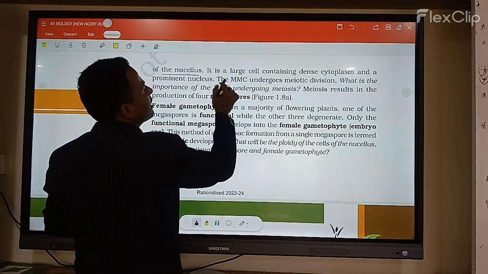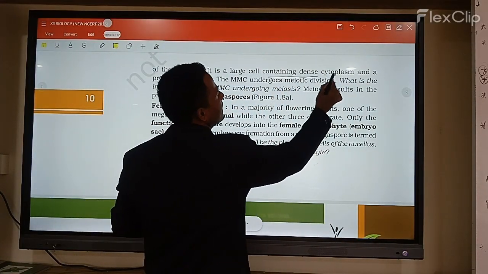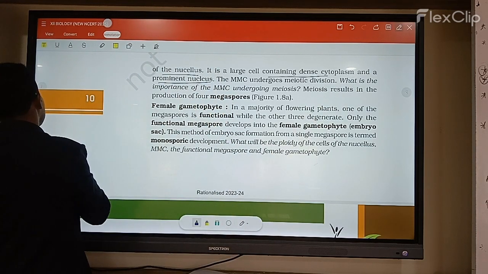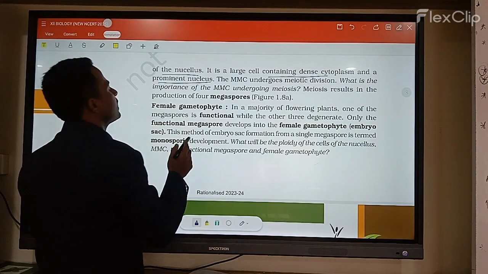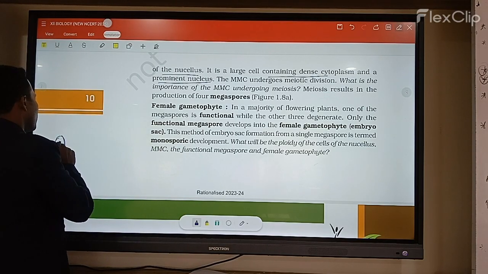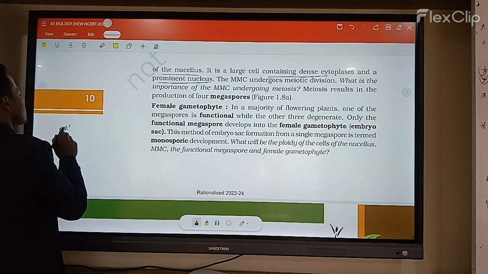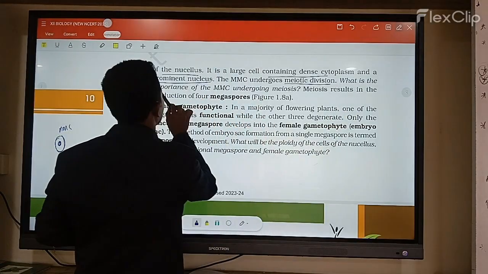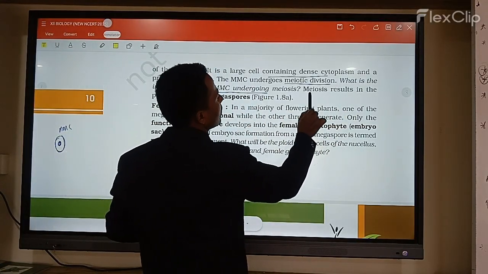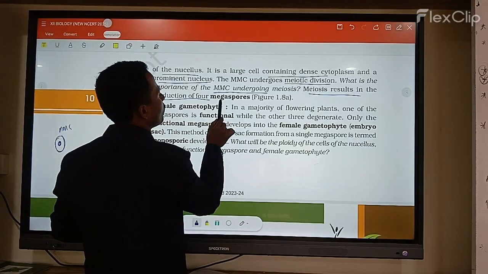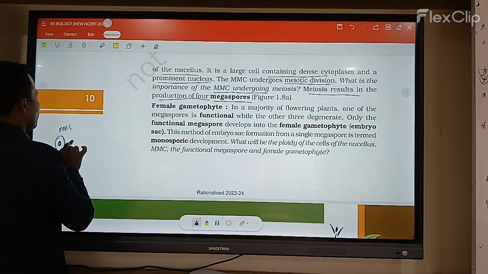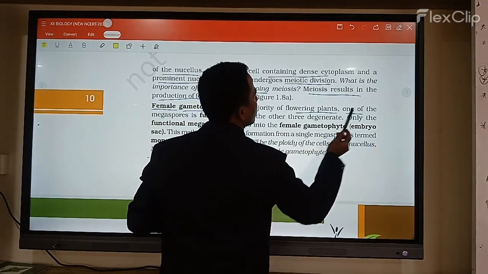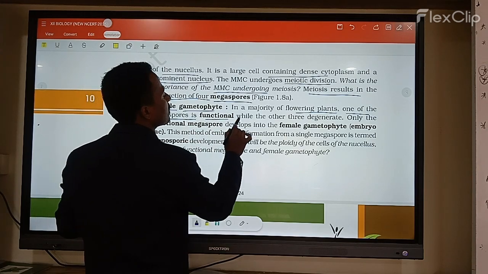In the nucellus, there is a large cell containing dense cytoplasm with a prominent nucleus. So inside is the prominent nucleus. This nucleus of the MMC, the megaspore mother cell, undergoes meiotic division. The importance of the MMC undergoing meiosis is the production of four megaspores, to form the female gametophyte.